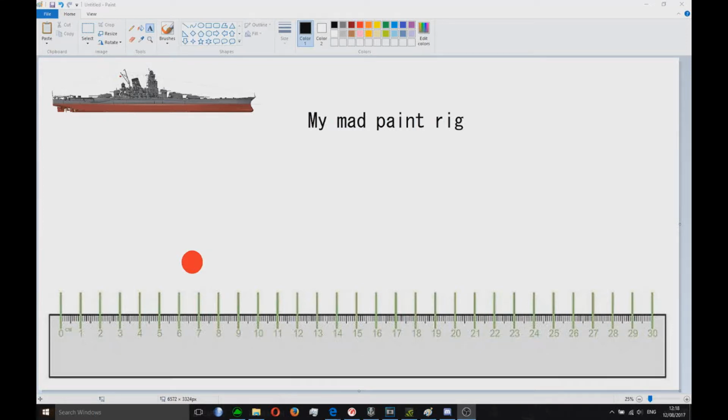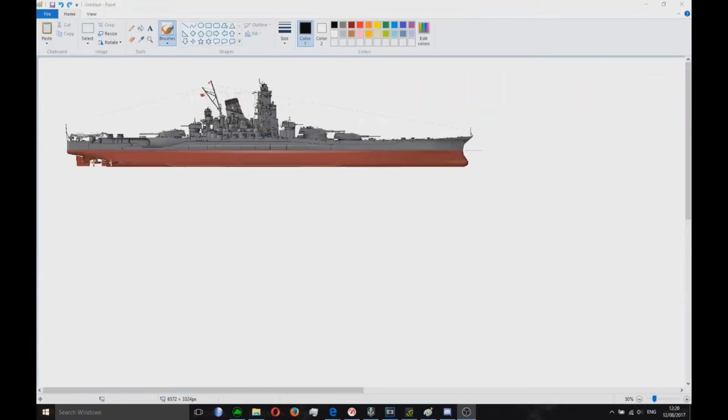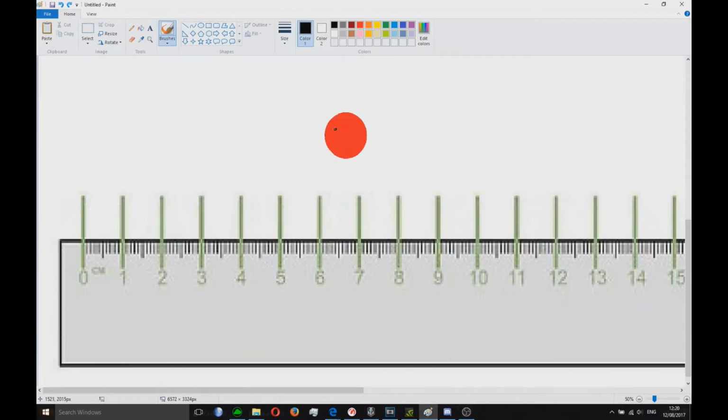Welcome to my mad paint rig. So we're going to check how the dynamic crosshair works, why it works, and also we're going to have some ship physics. For that we've got a totally not overrated ship, a happy little ball guy, and a ruler.